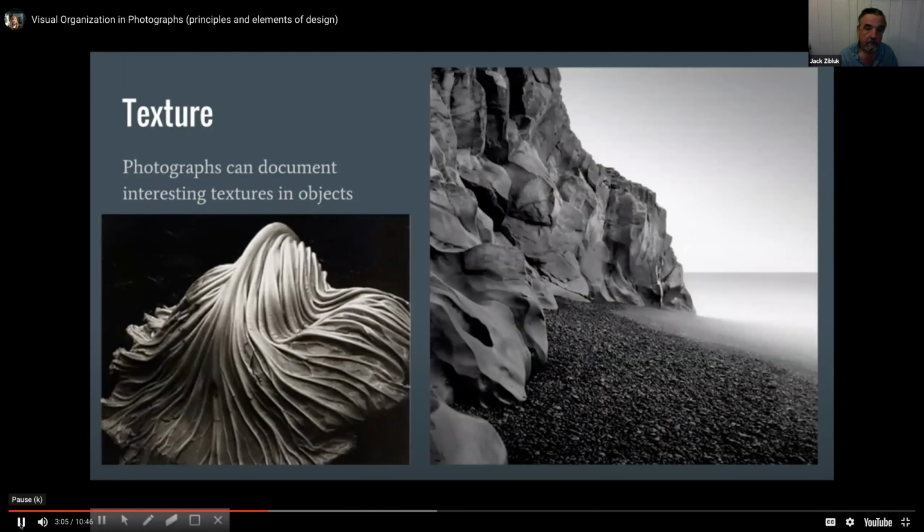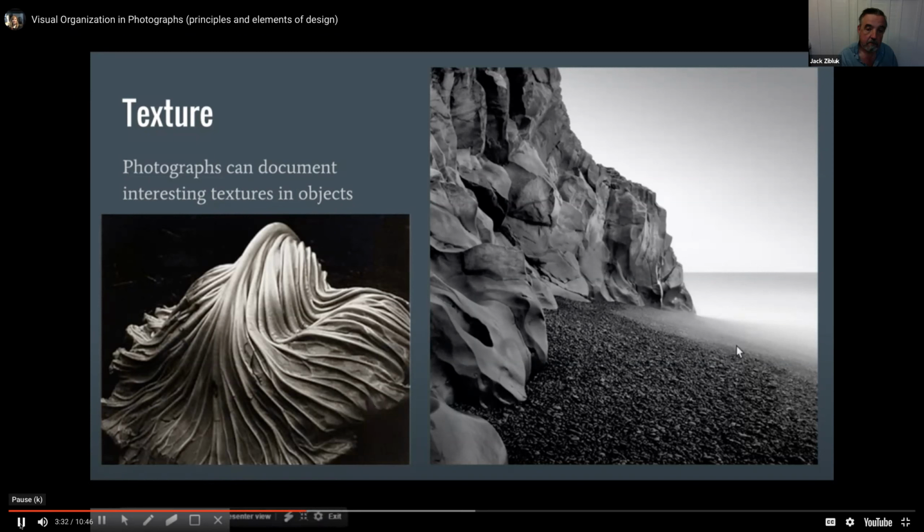Texture is also an important element of design. If we look at this photo by Edward Weston, we see that this lettuce leaf is filled with beautiful texture. Now, we talked about light and shadows in the past. Having directional lights, even on something as plain as a leaf of lettuce, can really highlight the texture and make it more important in the photograph.